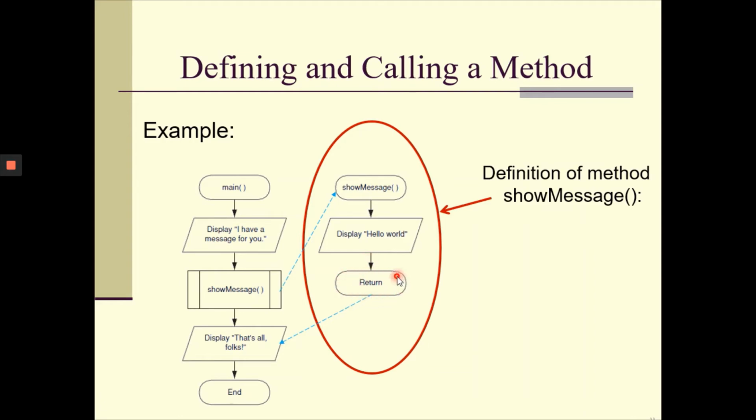This return represents that you just return to the caller. This is the caller of this method. So you come to this method and you execute everything and you return to the caller. Whatever you have after that, you have to finish it up.